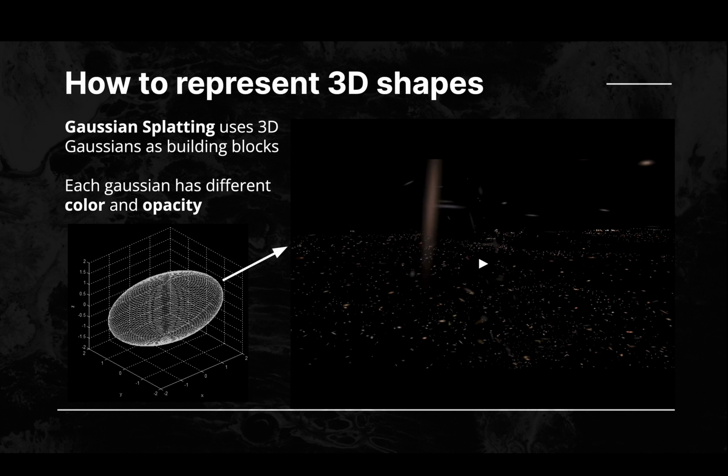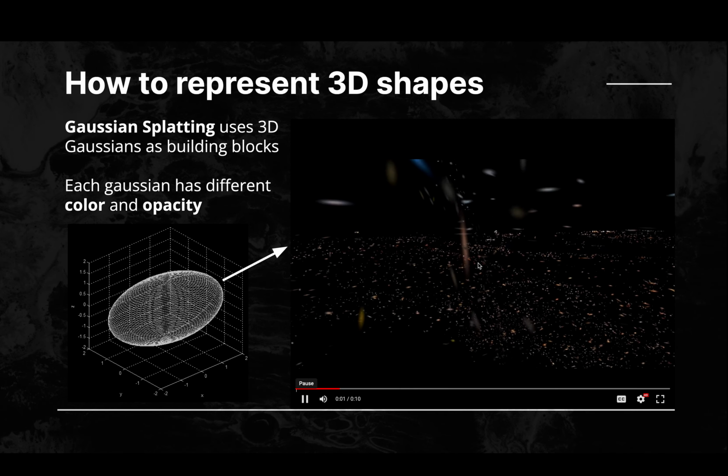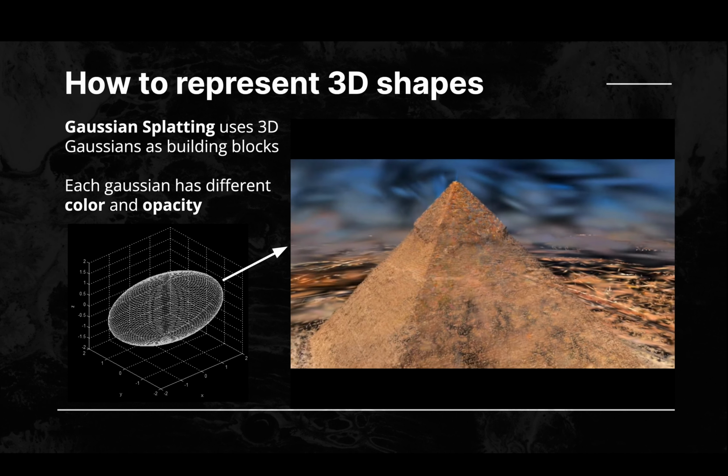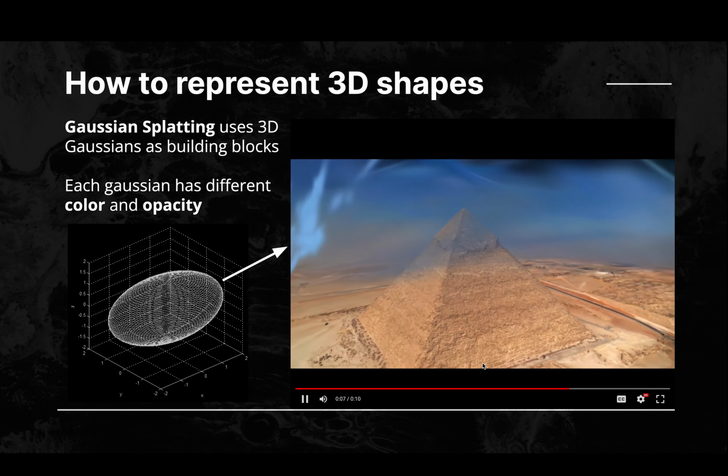So how do we represent 3D shapes? Gaussian splatting is the state-of-the-art model for representing 3D representations. And we are all familiar with Gaussians in 1D and 2D. But a 3D Gaussian is actually just an ellipsoid in space. And we can see on the right, each point is just a Gaussian with different color and opacity. And as we zoom out, we can see the Gaussians become the basic building blocks for the whole detailed 3D representation.